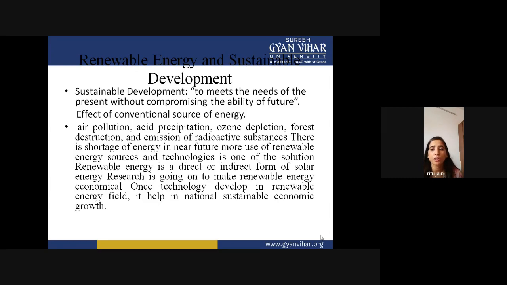So there is a shortage of energy in the near future, and more use of renewable energy sources and technology is one of the solutions. Renewable energy is a direct or indirect form of solar energy, and research is going on in this field, and day by day the research on renewable energy sources is increasing in India, and it is most necessary for the economic growth of India. Once technology develops in the renewable energy field, it will definitely help our nation for sustainable economic growth.